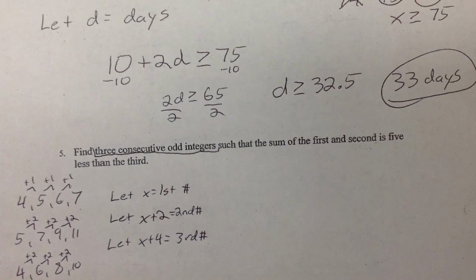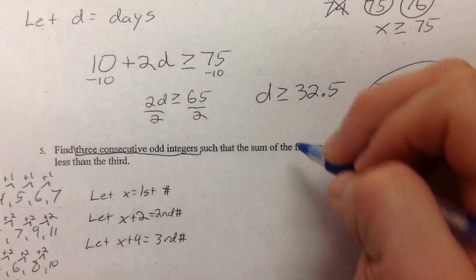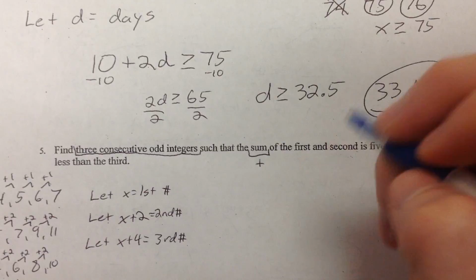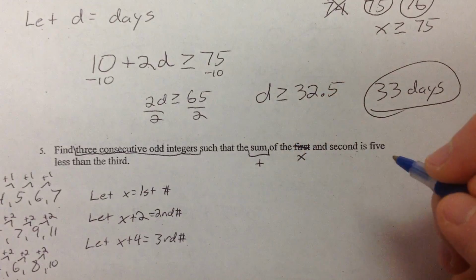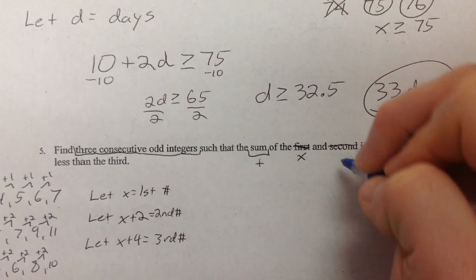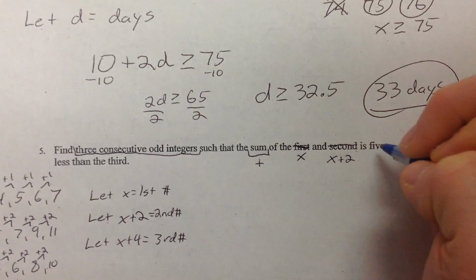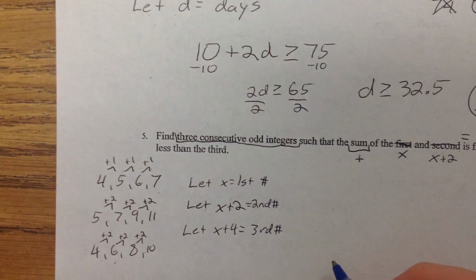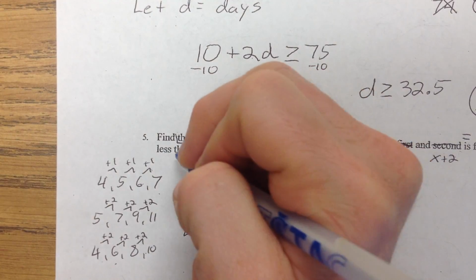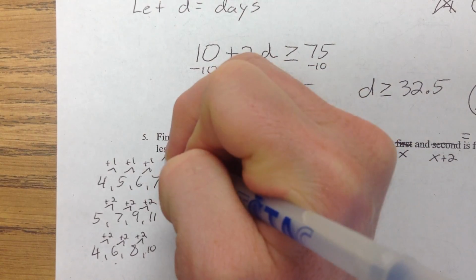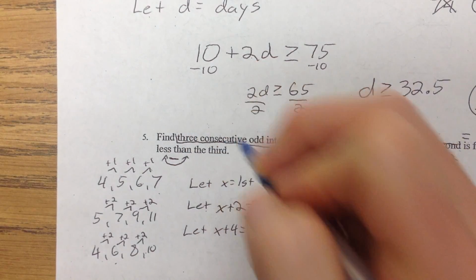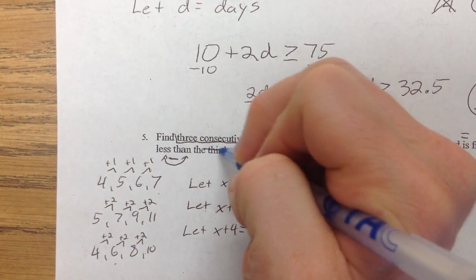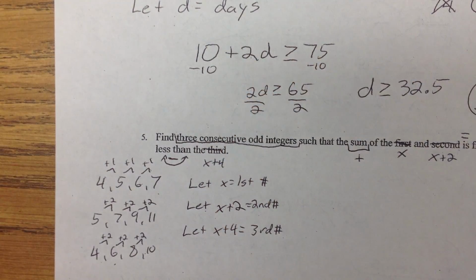Now we actually have to do the translation, such that the sum is addition of the first and the second. So the first is really x, and the second is really x plus 2, is, remember, is our equal sign, 5 less than the third. And hopefully a little bell's going off in your head, because remember, less than is our turnaround word. So we're going to have to flip the order here. And then the third is actually referring to x plus 4, because that's our third let statement.